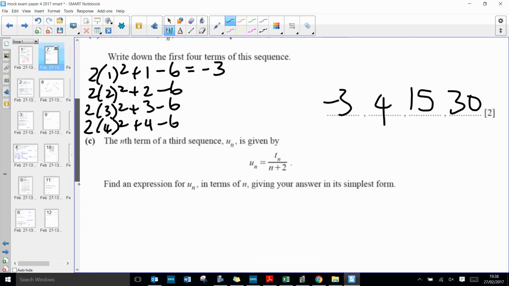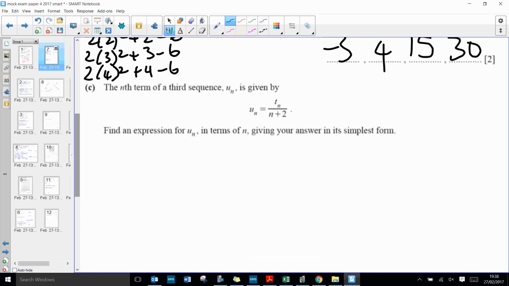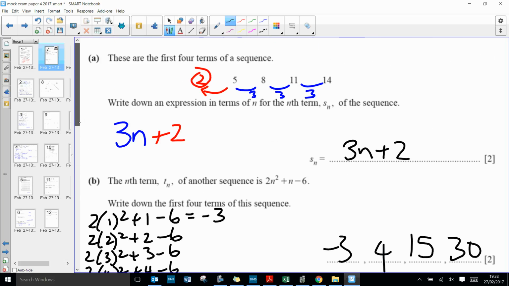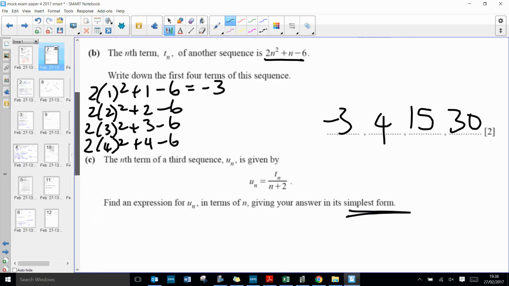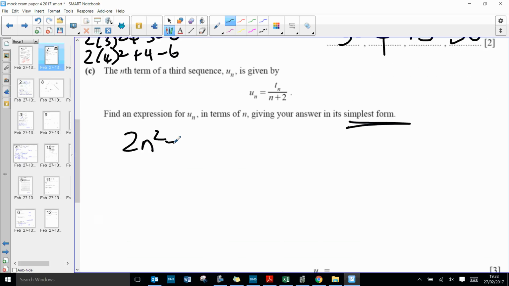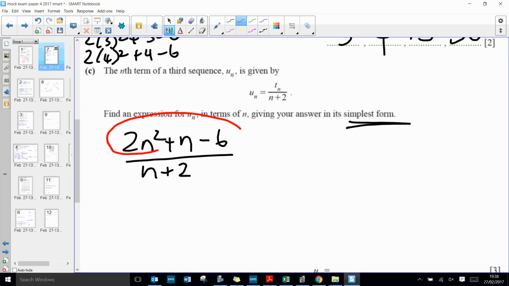Okay, the nth term of the third sequence is given by that. Find an expression for Un in terms of n, giving your answer in its simplest form. So this was the key here. They've said that it's Tn. So Tn is this: 2n squared plus n minus 6 over n plus 2. If it's in its simplest form, it indicates that there's going to be some kind of simplifying, which means that we're going to have to factorize this expression here.